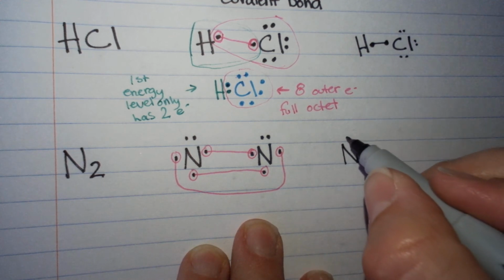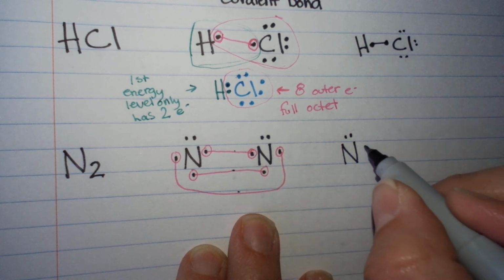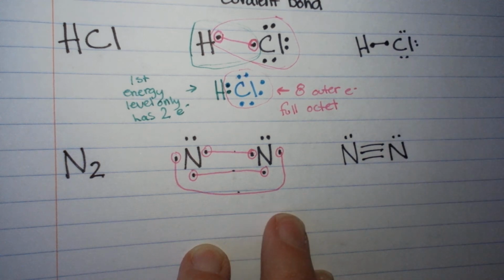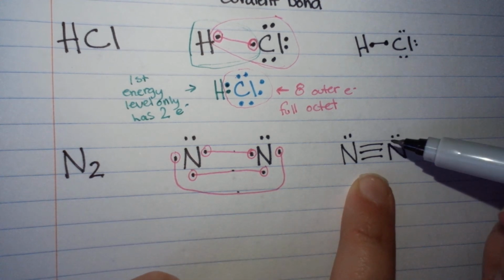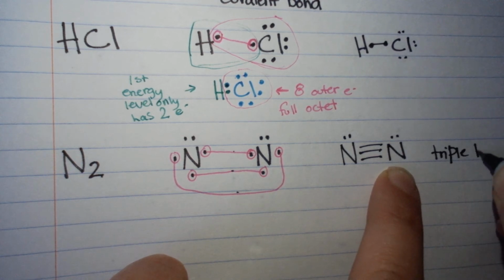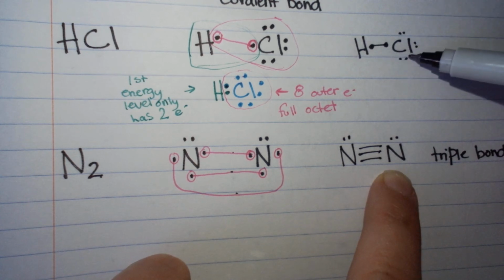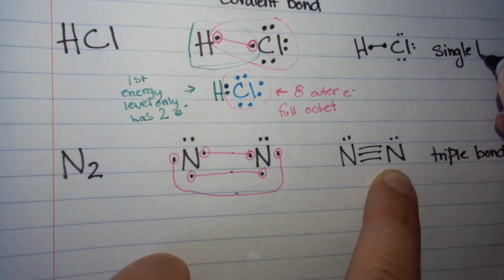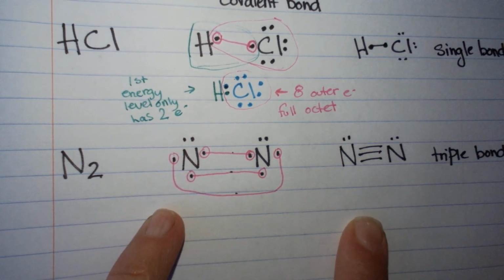How many lines are between these 2 nitrogens? Right, 1, 2, 3. So we're going to draw 1, 2, 3. Now when you're looking at that, is that a single bond, a double bond, or a triple bond? Absolutely. So then what would we call this bond up here with H and Cl, with HCl? That is a single bond, right? Alright.